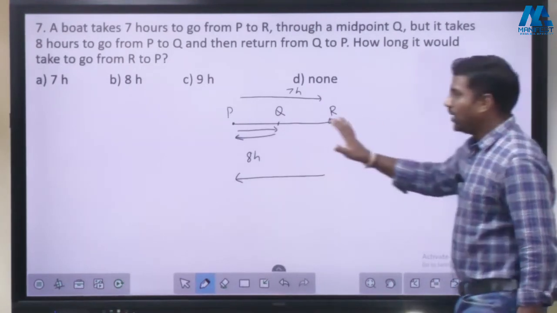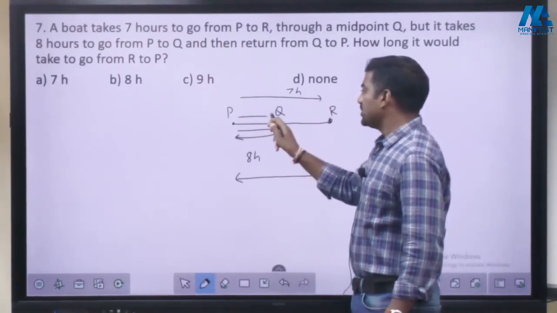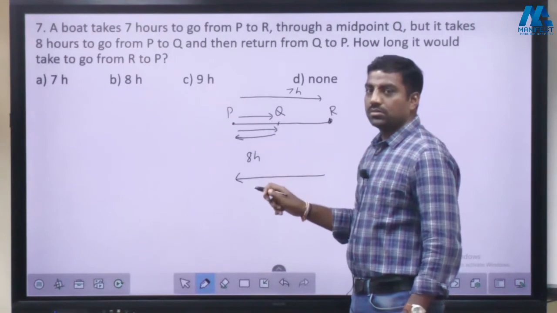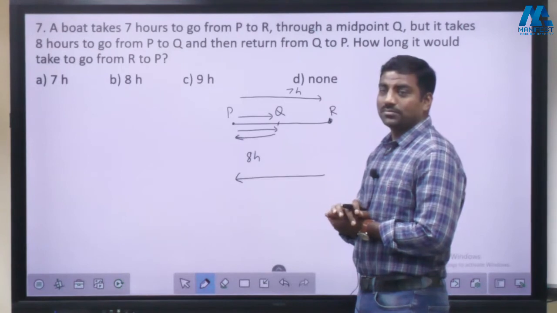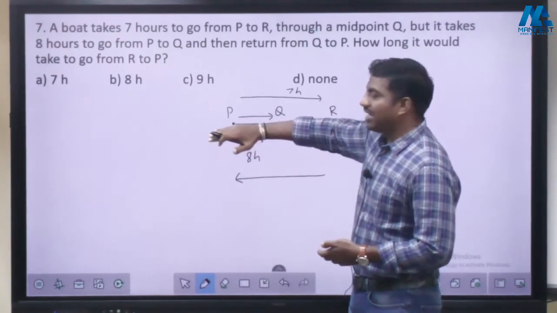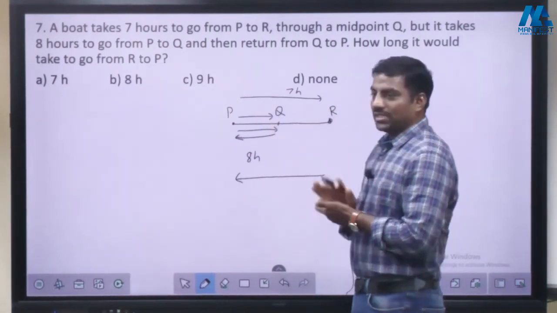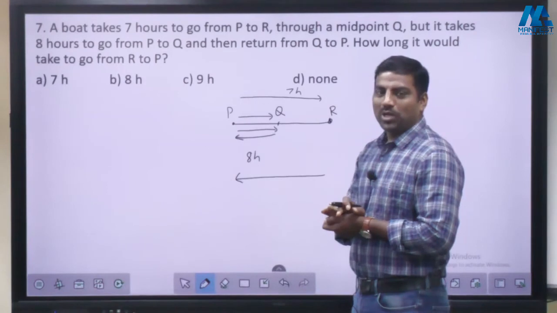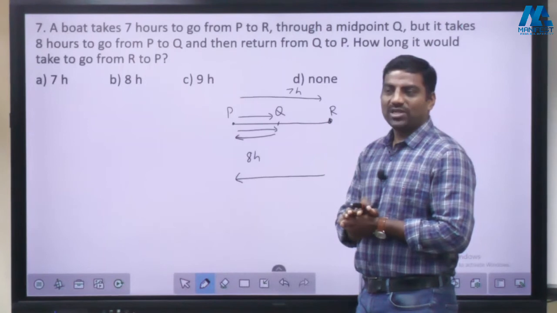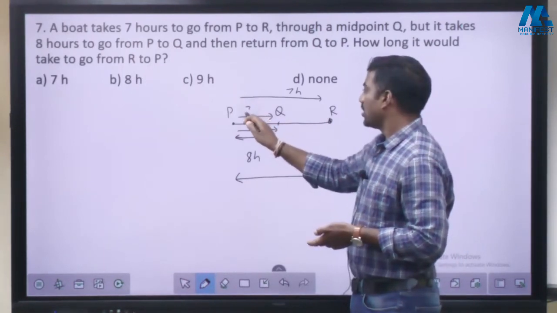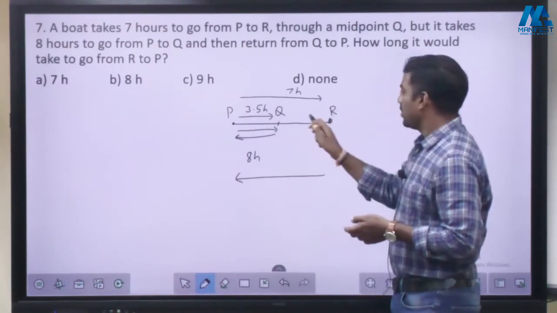See, first of all, P to R is 7 hours. Now tell me, P to Q, how many hours? Okay, I have not given this fact about 8 hours yet. P to R it is going, correct? P to R it is 7 hours. So P to Q, how many hours? Half of it. Then Q to R.